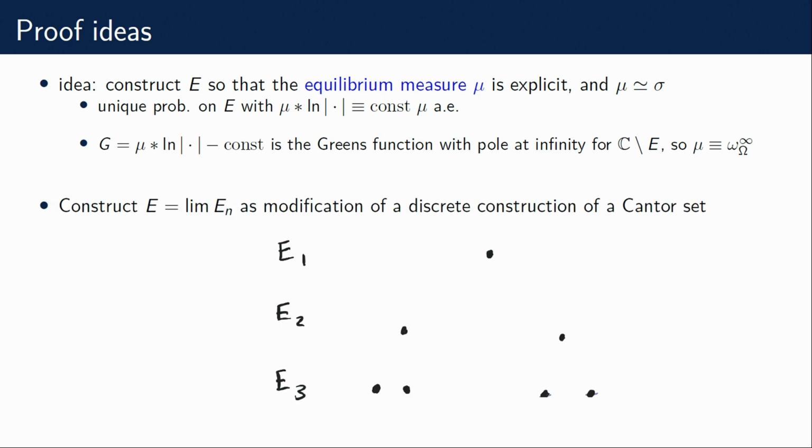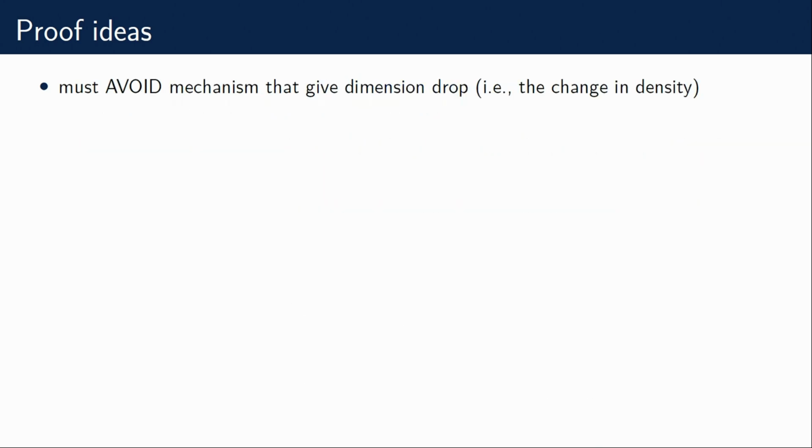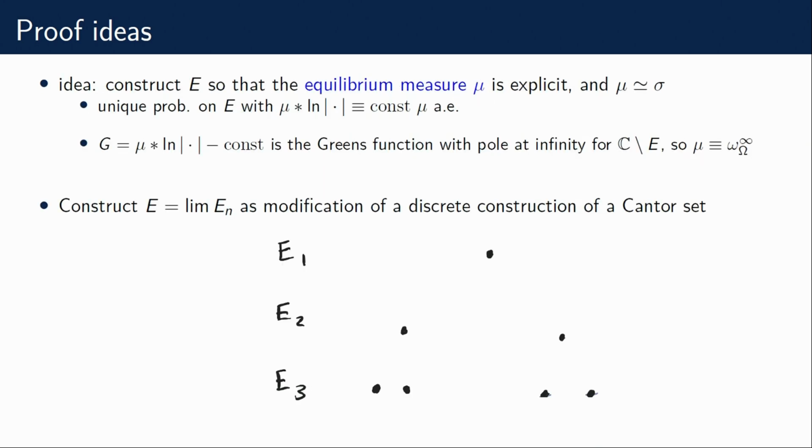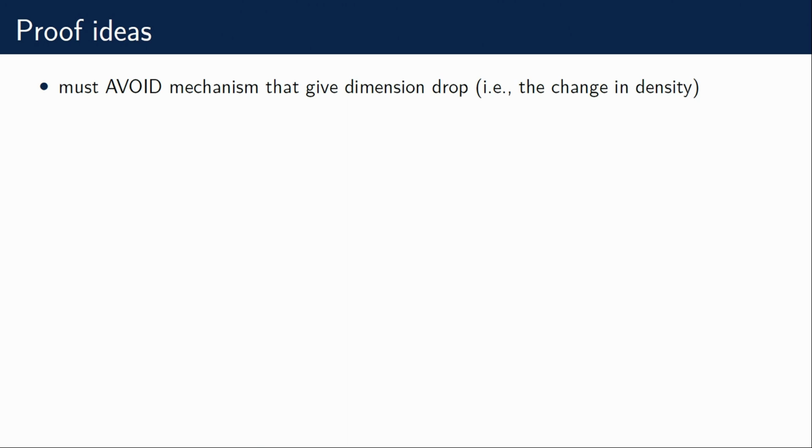Now, with this in mind, how do we construct the set E? Well, we take a modification of a usual construction of a Cantor set. So imagine you're constructing the middle thirds Cantor set by discrete approximation. You start with 1 point, and you break it up in 2, and you continue this process. We do this, but at each stage of the construction, we wiggle the points a little bit so that it's not self-similar. And we have to do this because we have to avoid this mechanism mentioned before that implies dimension drop, this change in density thing.